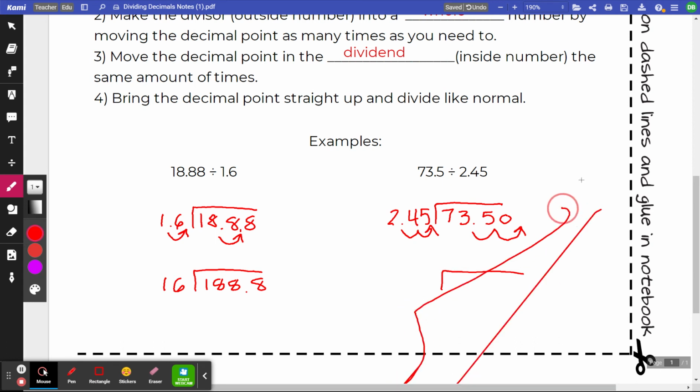Where's my pen? Oh my gosh, my pen is spazzing out. All right, take 2.